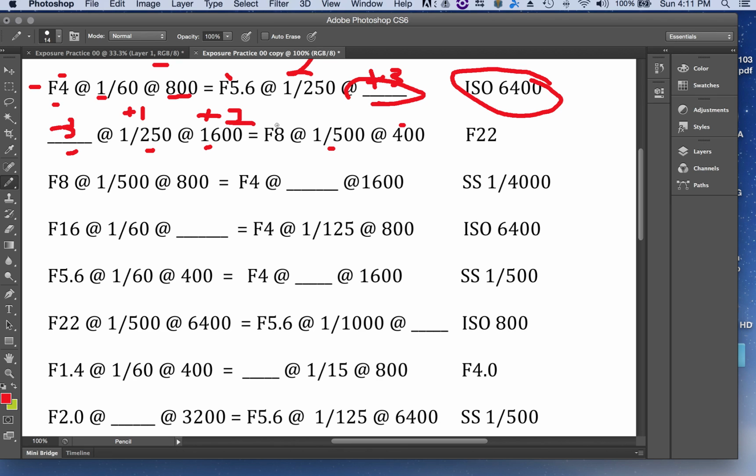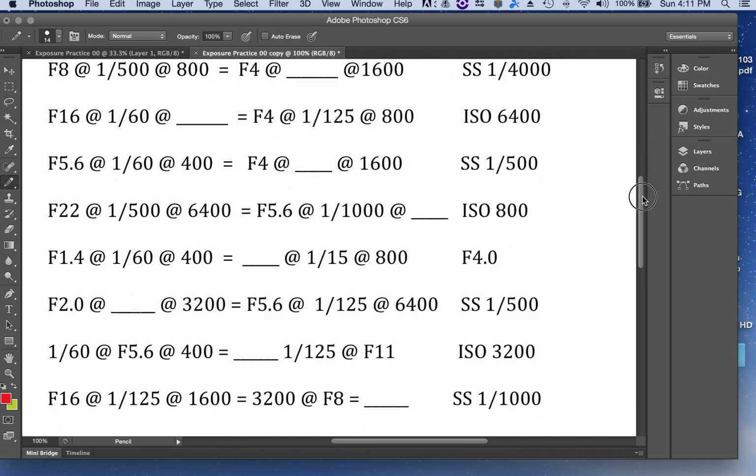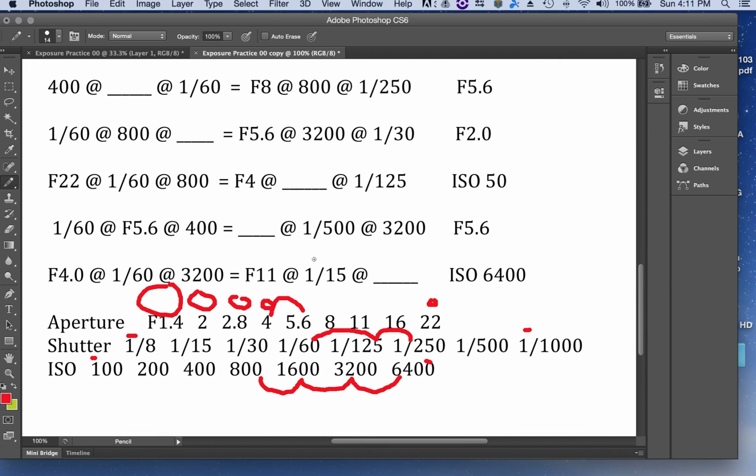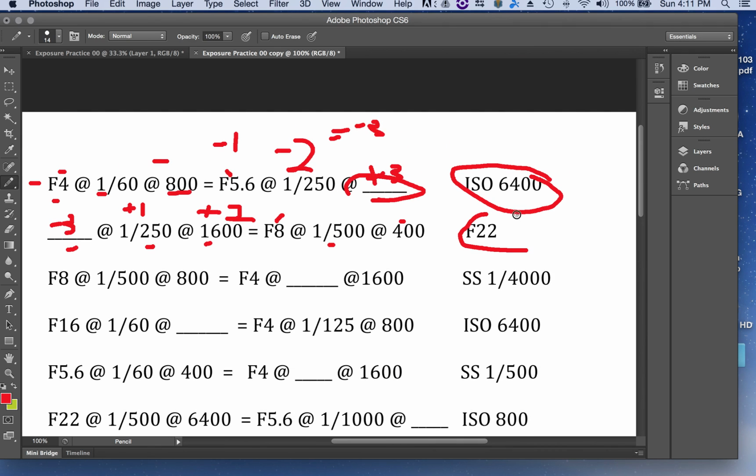Well, what's 3 stops less light than an f8? And we go down here and we look. 3 stops less, 1, 2, 3. An f22, and thus our answer. All right, we'll do one more. Hopefully you're getting it.